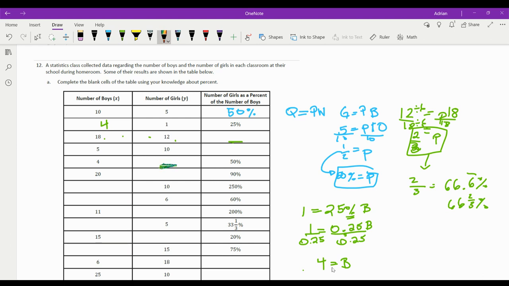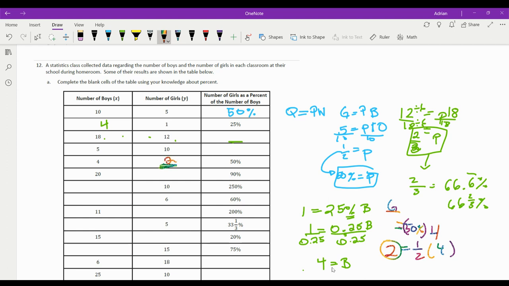All right, so if we know the number of boys, which is 4, that's for B. The percent is 50%. 50% is equal to the girls. Here is the girls. So let's find 50% of 4. Now in your head you should know, I know what a half of 4 is. A half of 4 is equal to 2. So I know that I have 2 girls.